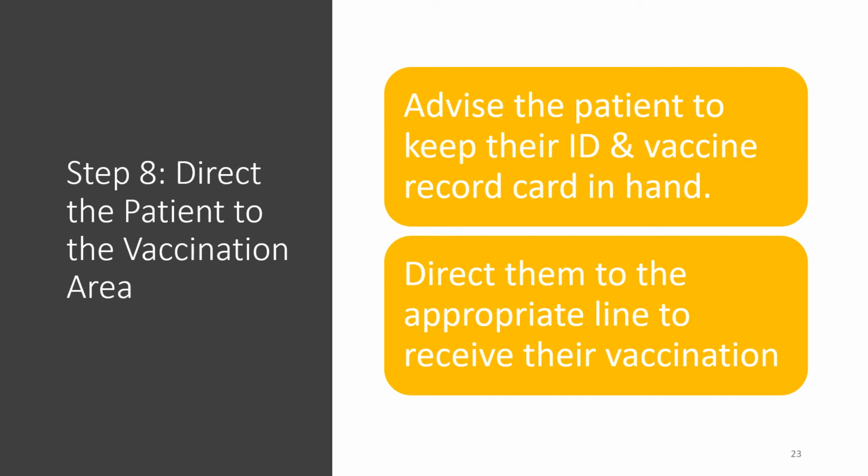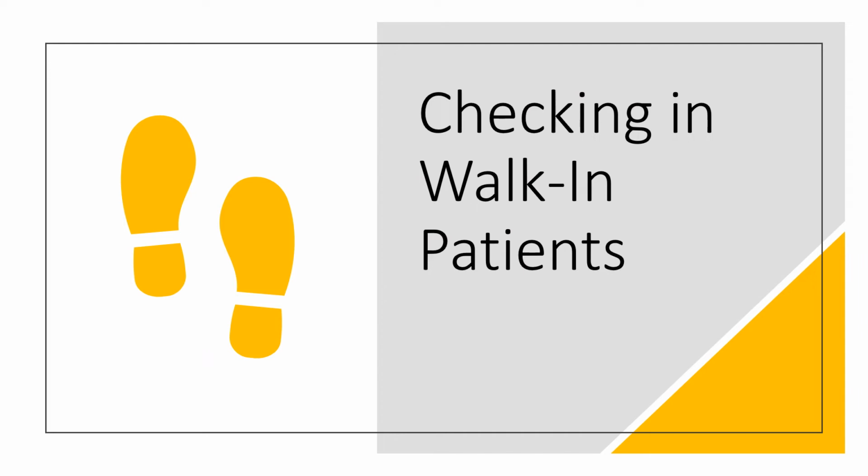We will now discuss the process of registering walk-in patients. Patients who do not have an appointment are still eligible to get vaccinated at our clinics as a walk-in. There are two ways to check in walk-in patients. The first method is to have them scan a QR code and make an appointment online. The second method is for our staff to use My Turn to make the appointment for them. In the next slides, we will go over how to register patients using both methods.